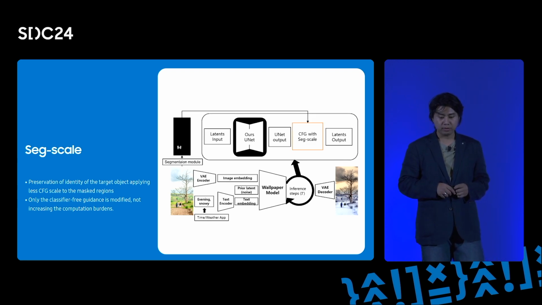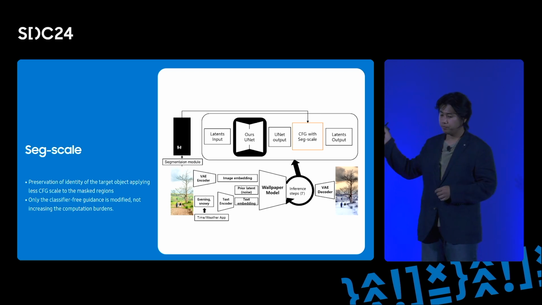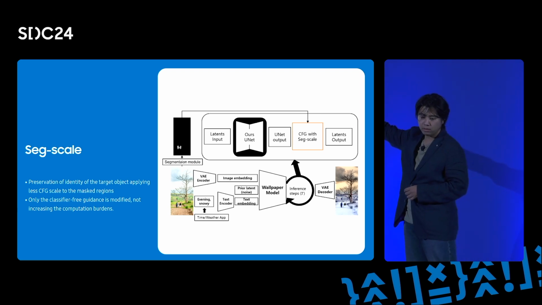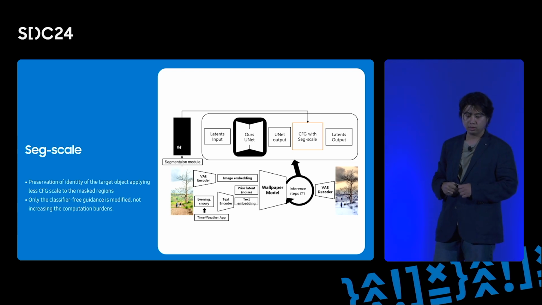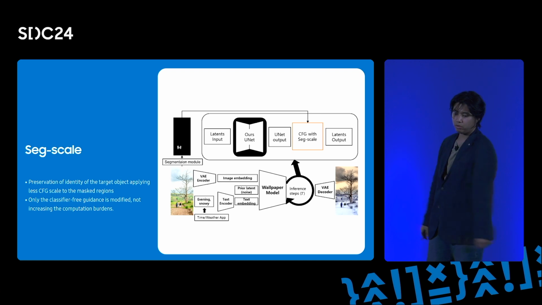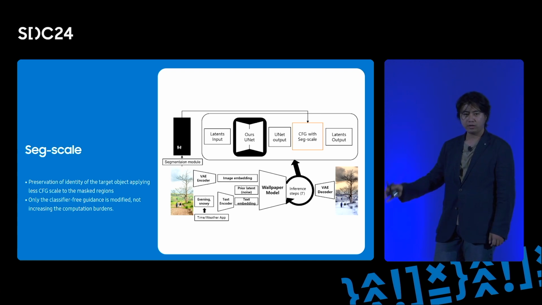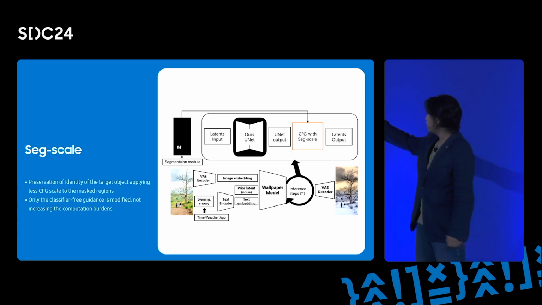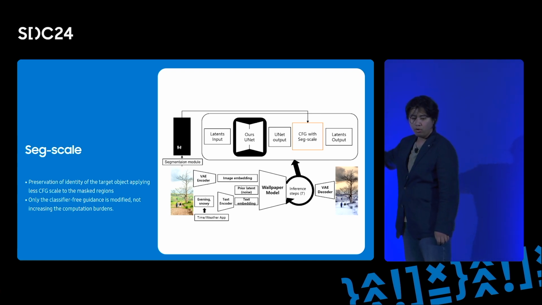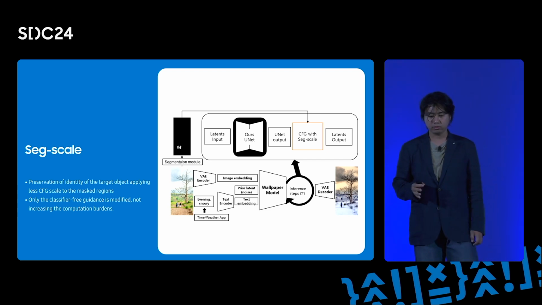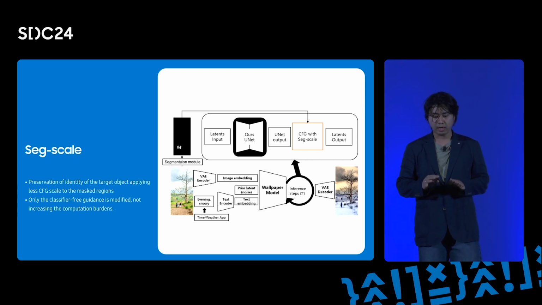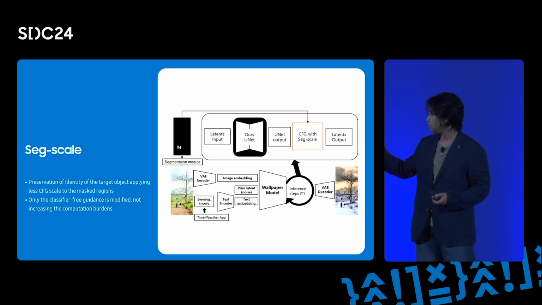But the number of function evaluations of the denoiser, especially the UNet, is the heaviest computation and a burden for on-device generative AI. So one more inference and mixing them for object preservation is not a viable option. Instead, by only modifying classifier-free guidance, we successfully control the object preservation without increasing the number of function evaluations of the denoiser.